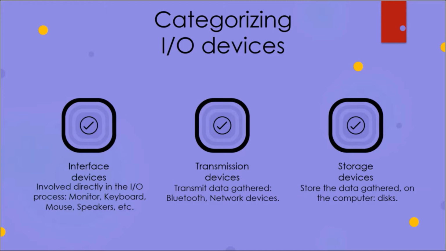We have the transmission devices, which essentially transmit the data gathered. They're used mainly in networking. Then the third category is the storage device, which will store the data gathered by the interface device. The best example for this would be a disk.